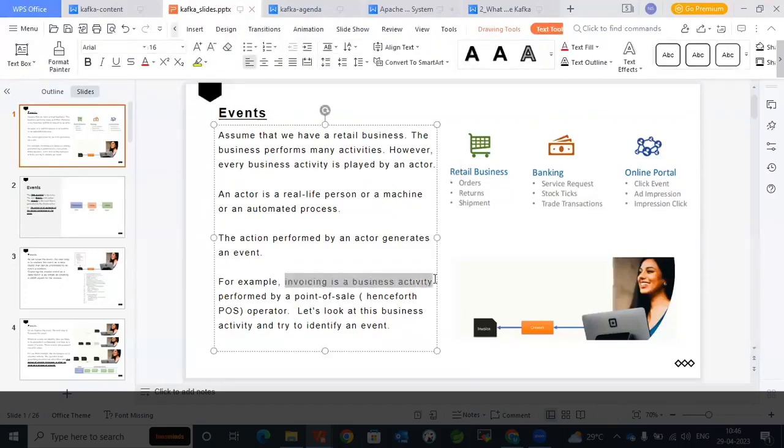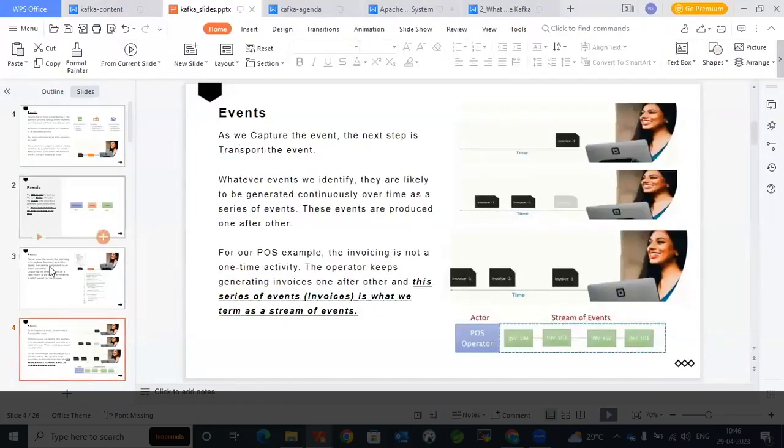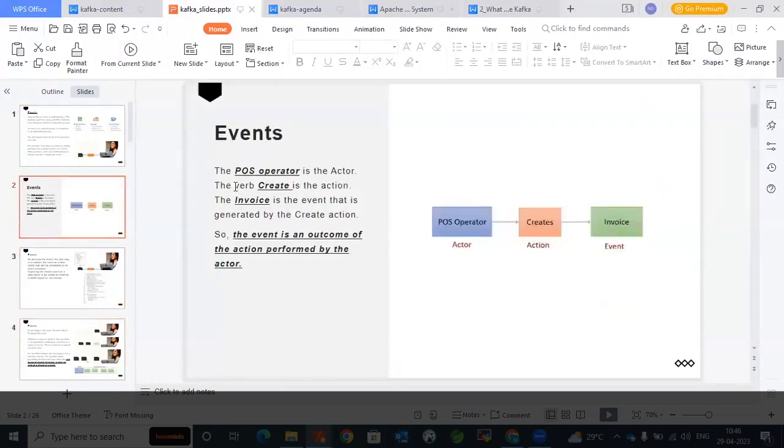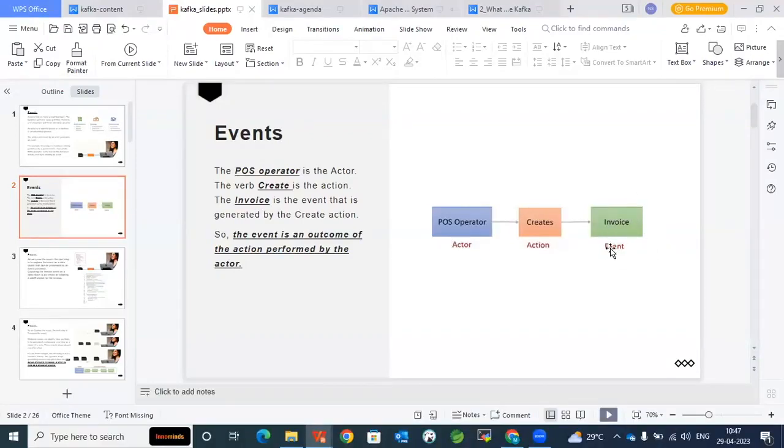Now, for example, invoicing is a business activity performed by a point of sale operator. Please look at this business activity. The POS operator is the actor. She will create the invoice. That means the POS operator is the actor, she will do an action, and as an outcome, we will get an event. So what we understood now is that an event is the outcome of an action performed by an actor, right? Now you got the meaning of the event. Event is an outcome of an action performed by an actor. The actor may be a POS operator, another system, or an automated system, whatever it is.